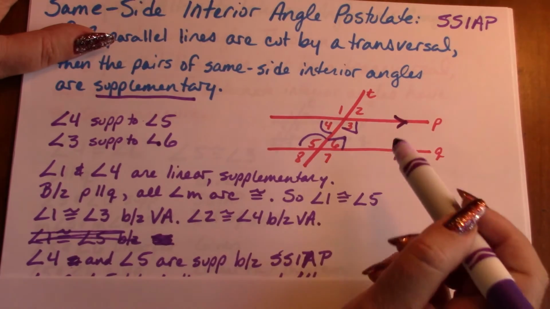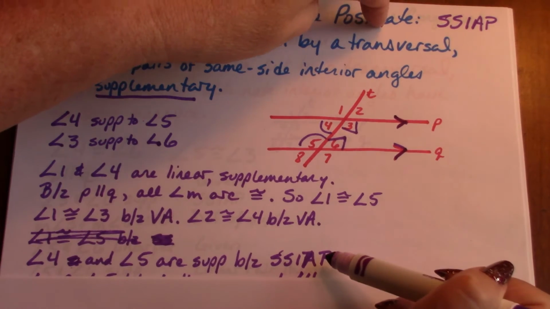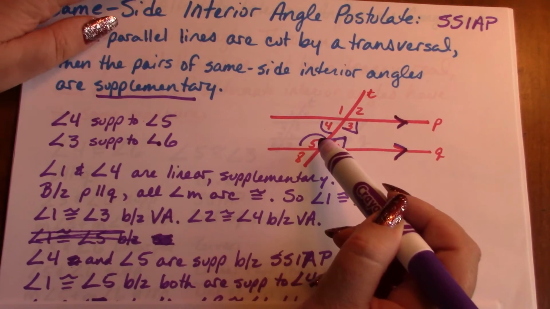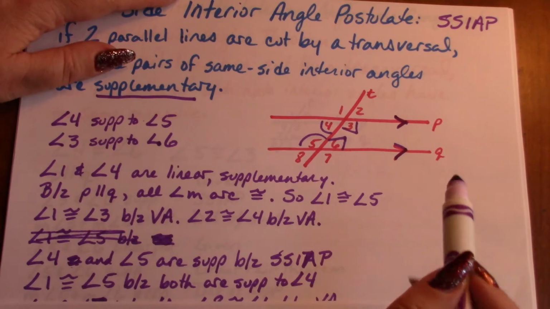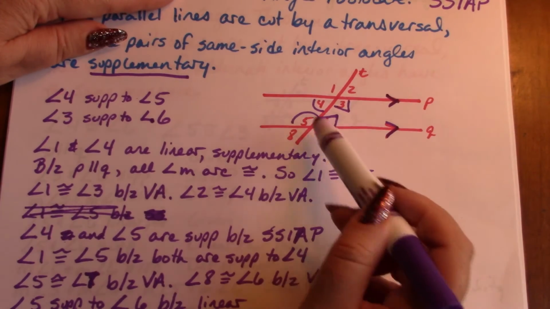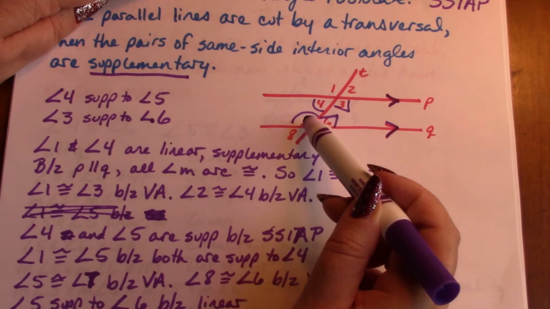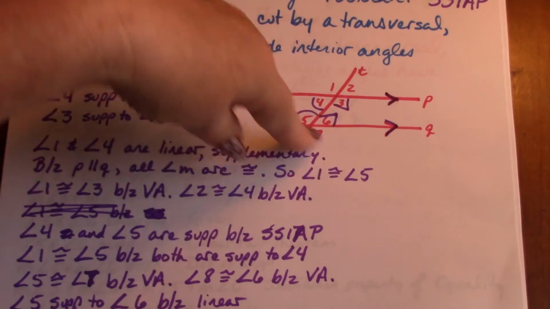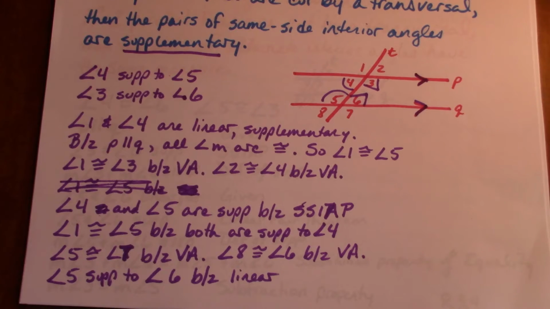4 and 5 are supplementary because of the same side interior angle postulate, which means 1 and angle 5 are both congruent because both are supplementary to angle 4. And 5 is congruent to angle 7 because they are vertical angles, and 8 and 6 are vertical angles, and 5 is supplementary to 6 because they are linear. So you can go round and round with these and continue to talk about how they're related.